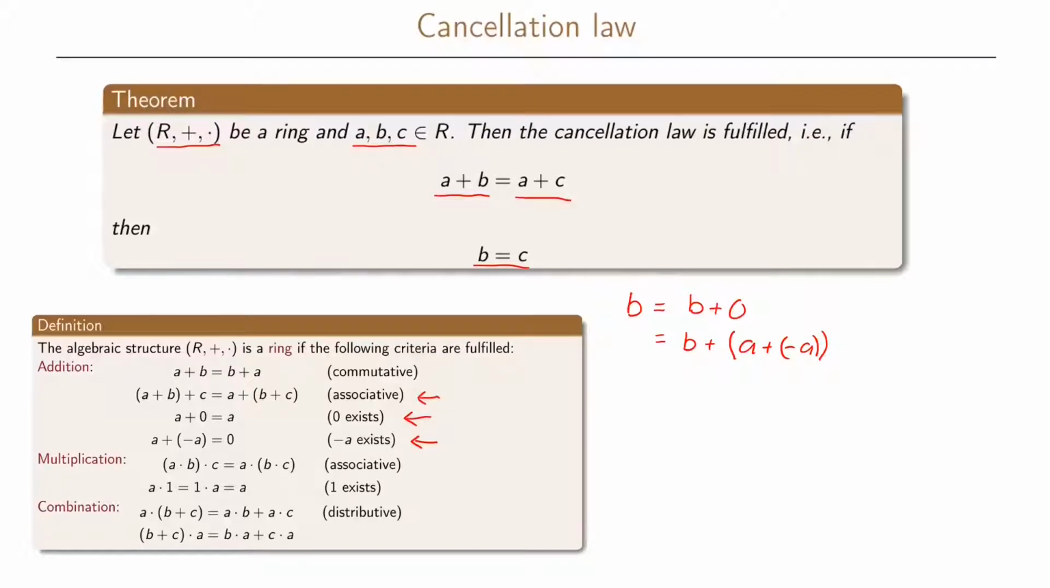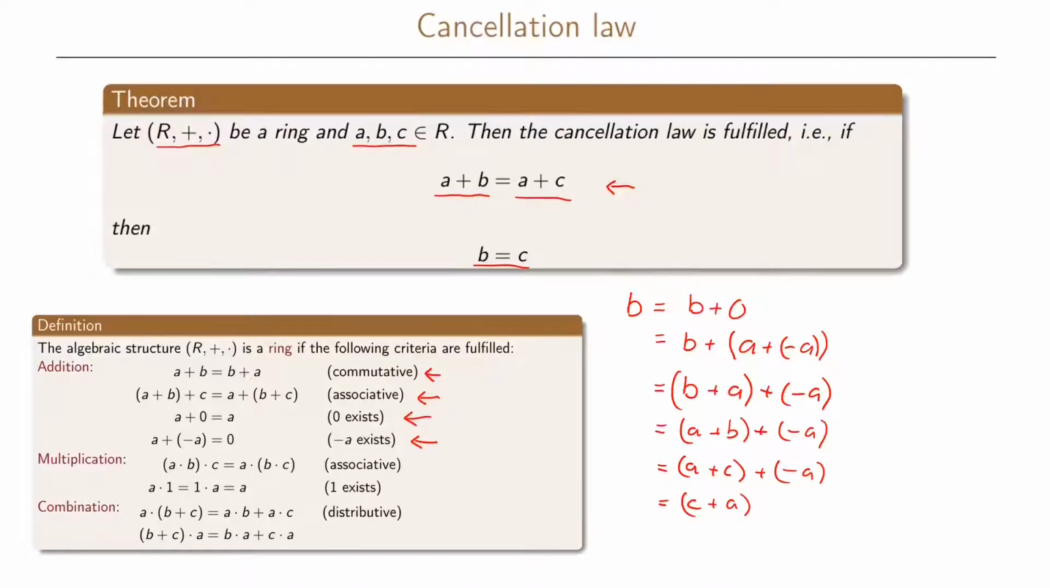Because of the associative law here, we can rewrite this as (B plus A) plus minus A. And using the commutative law, we can rewrite this as (A plus B) plus minus A. Now we have said that A plus B equals A plus C, so this can be rewritten as (A plus C) plus minus A. And again, the commutative law will allow us to rewrite this as (C plus A) plus minus A. And using the associative law, we will have C plus (A plus minus A).